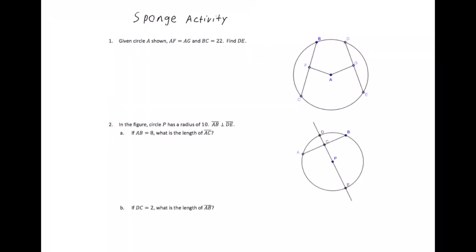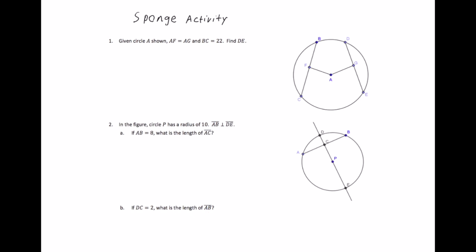Alright, now time for the sponge activity. So, on number 1, I want you to find DE, knowing that BC is 22 and AF is equal to AG. And then in number 2, you have that circle P has a radius of 10, AB is perpendicular to DE, and then in part A it says if AB is 8, what's the length of AC? And in part B, DC equals 2, what is the length of AB?